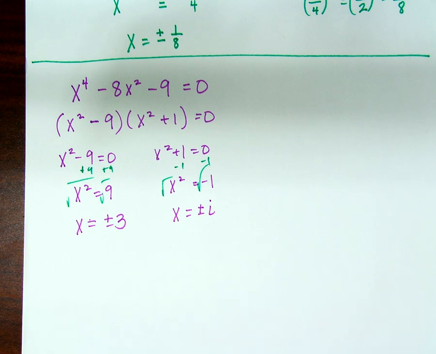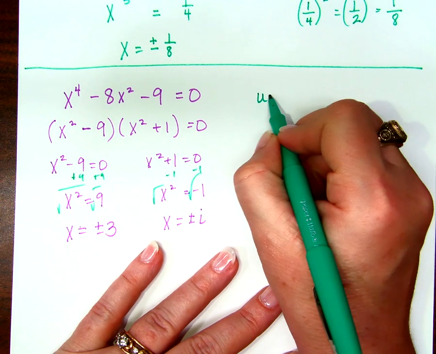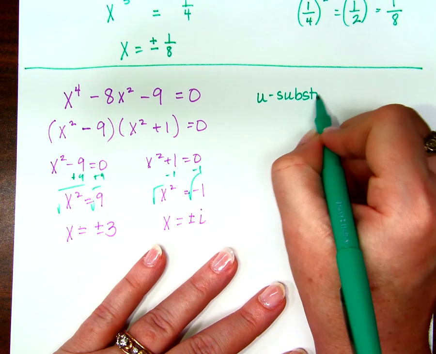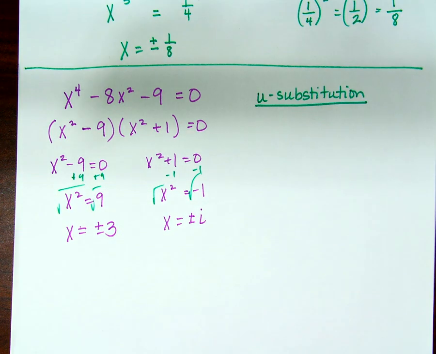Okay? It wants you to do something new that you've never seen before. Okay? So I would like to show you how to do that, because it can actually come in very handy if you're not comfortable this way. Okay? And it's called a U substitution. Now, if you're in pre-cal, you might have seen it in pre-cal, and if you haven't seen it yet, you may shortly see it. Okay?